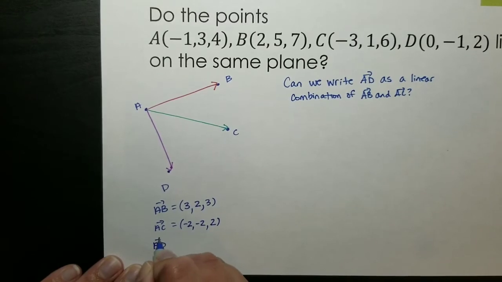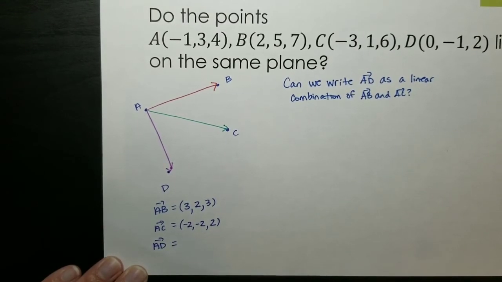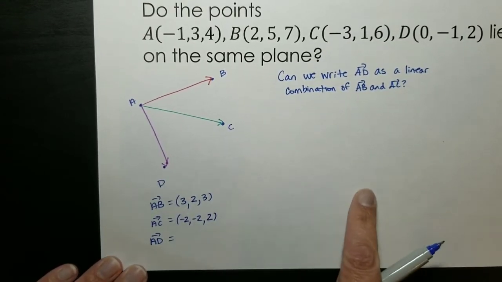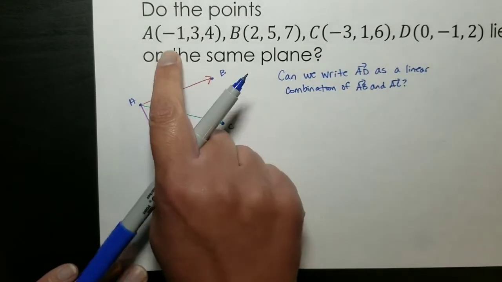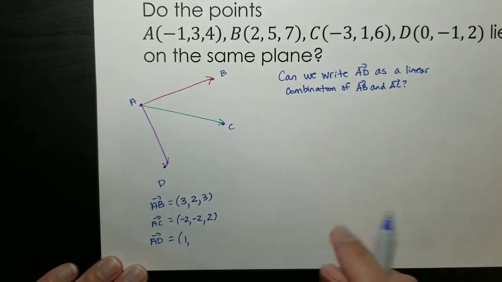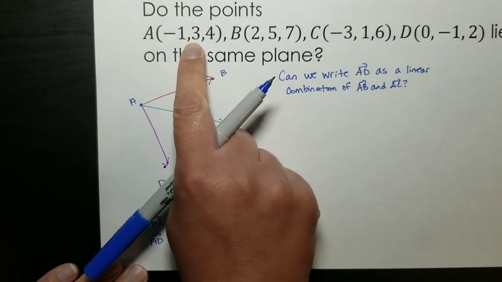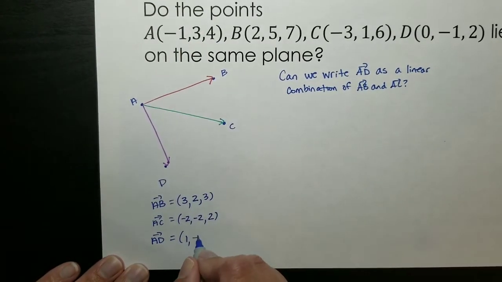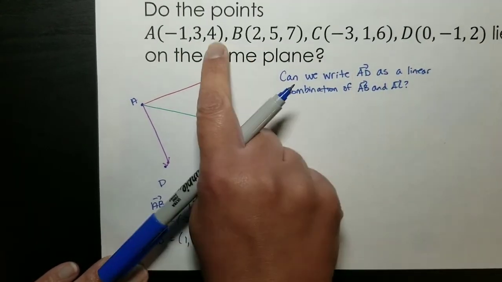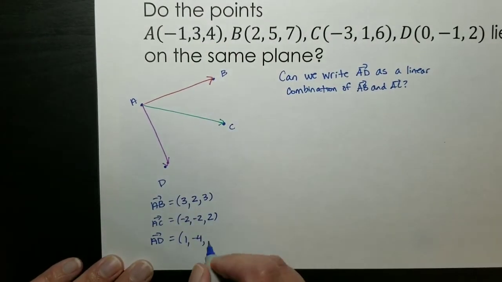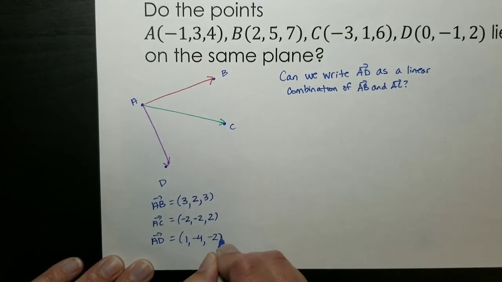And then AD would be, where are we? 0 minus -1 is 1. -1 minus 3 is -4, and 2 minus 4 is -2.